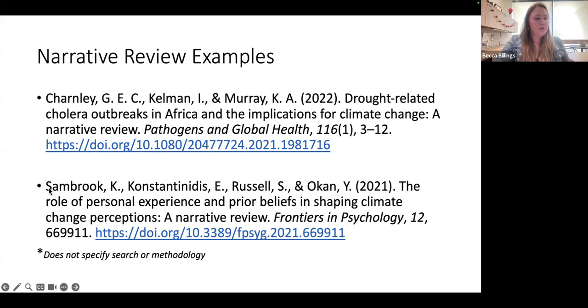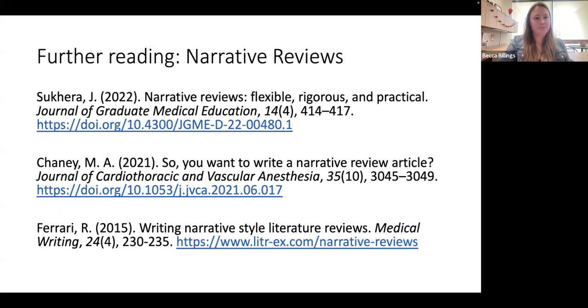Now, I wanted to include that traditional narrative review example as well that is sorted by theme. And this is an example where they do not specify a search or a strict methodology in their review. So you can go back to those and take a look too.